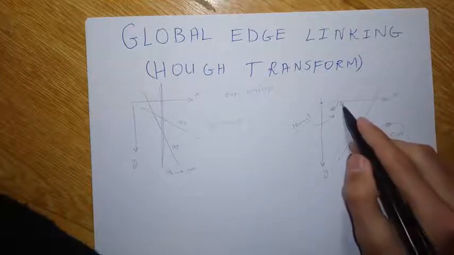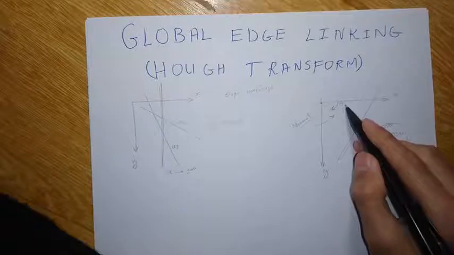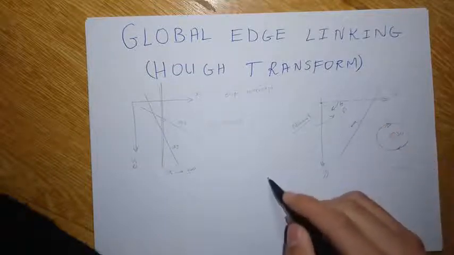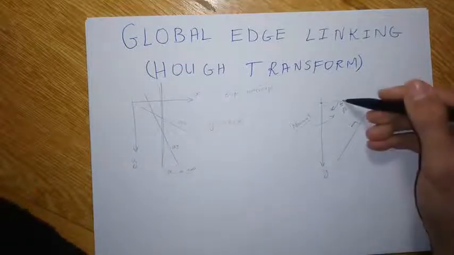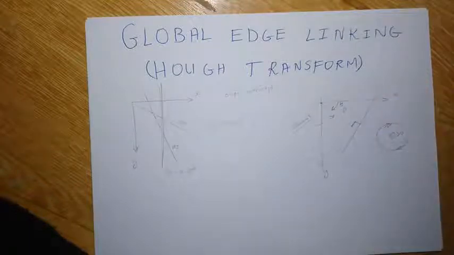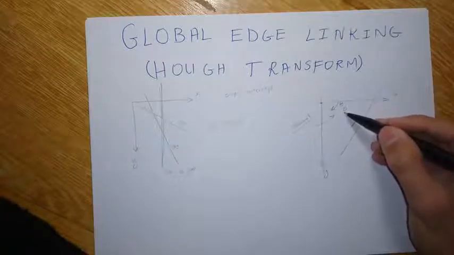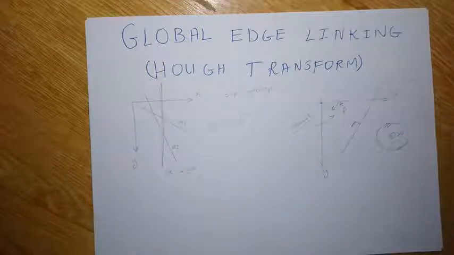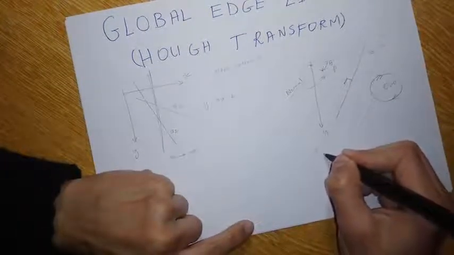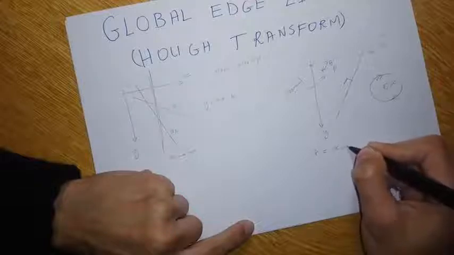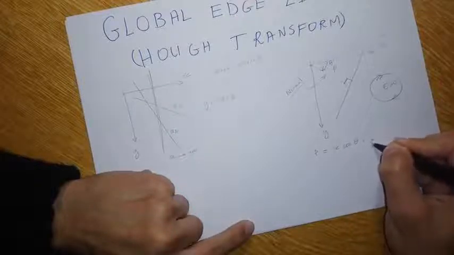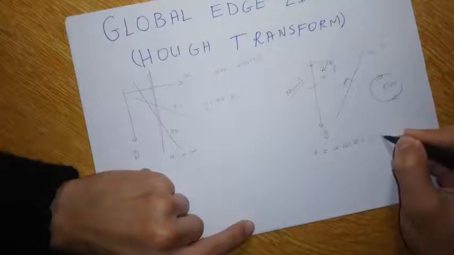It is the theta and rho parameters. So this is theta and this is rho. I think that I probably denoted this as theta, but this is rho. Now, how to represent that mathematically? This representation is given by rho equals x cosine of theta plus y sine of theta.